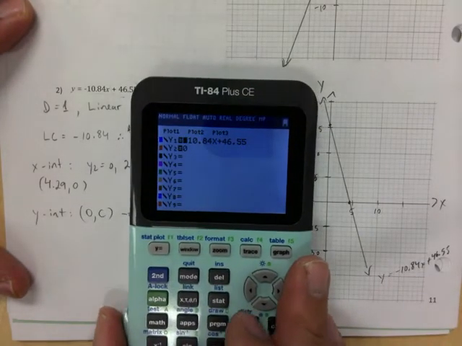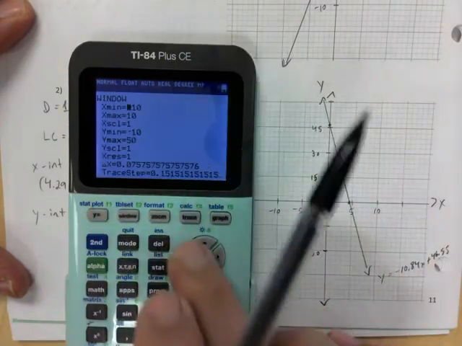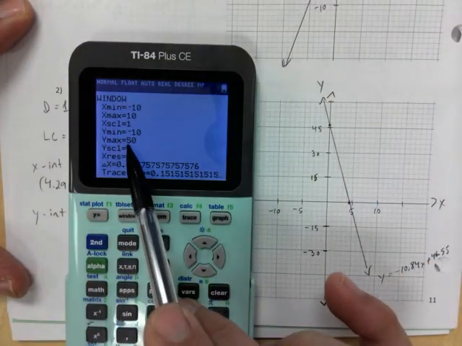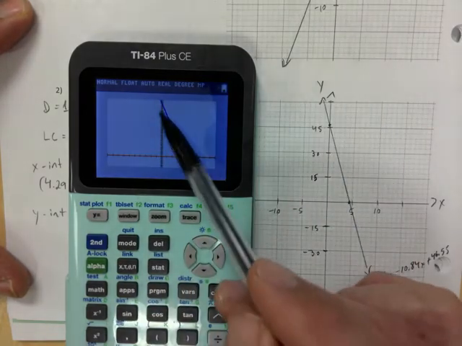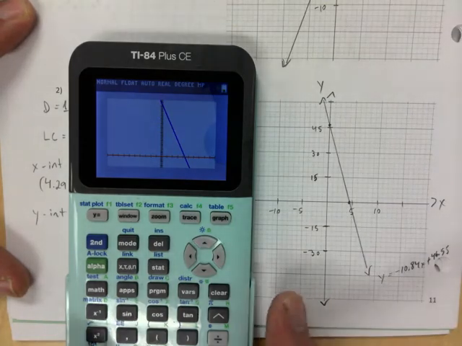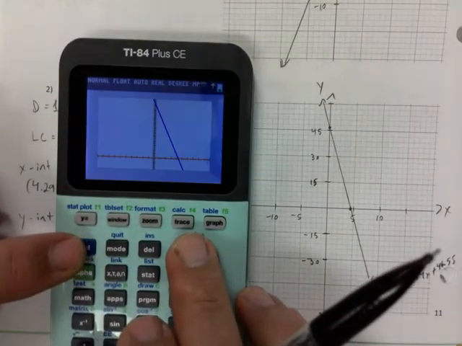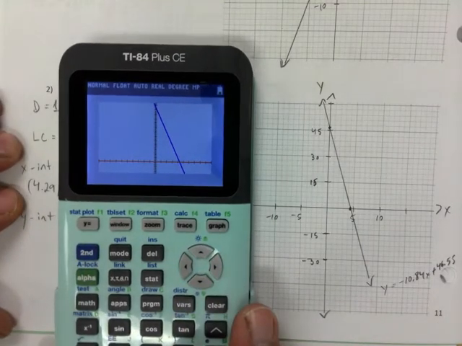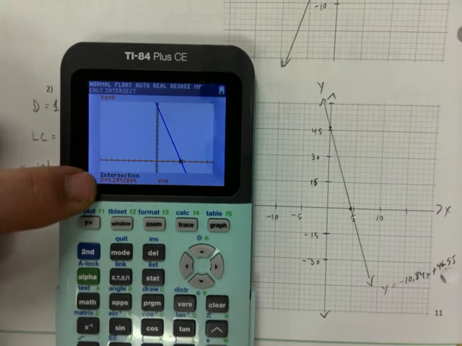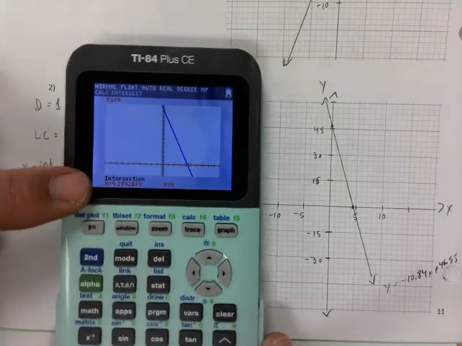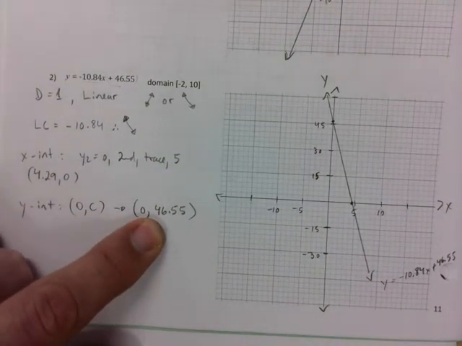Oh, that is this one right here, right? I actually have it. So I had to increase my y max. Going to your window, the y max had been increased to 50 right away, and then I just went ahead and graphed it, and that actually worked out for me quite well. Okay, and so keep that in mind. There you go, it's a little brighter. And then I went second trace 5 to find that intersection, and that's 4.29 rounded, right? So I get that, I get the y-intercept.